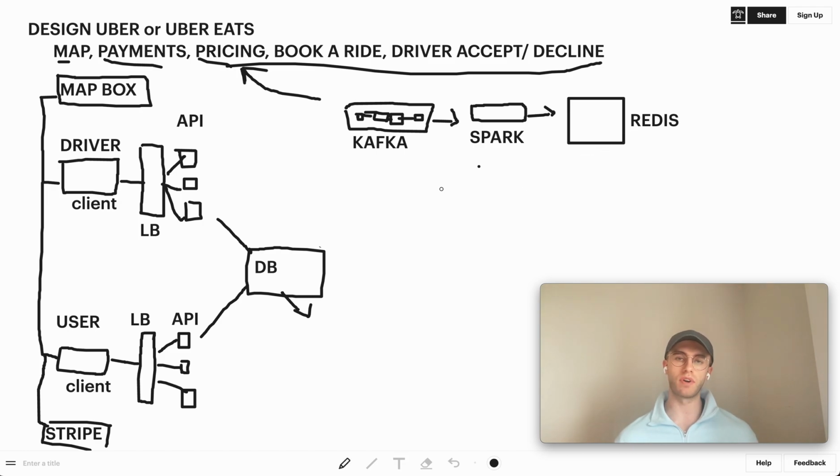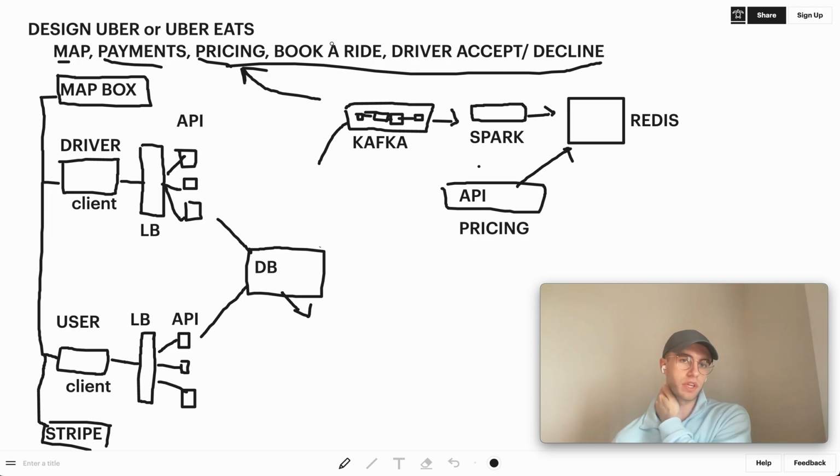Our API for this pricing application would then be pulling this information from this Redis data store based on the real-time requests for the rides. All right, so that's how we would handle the pricing.